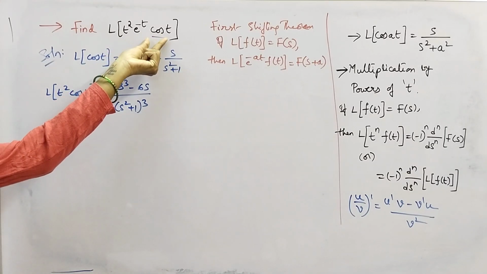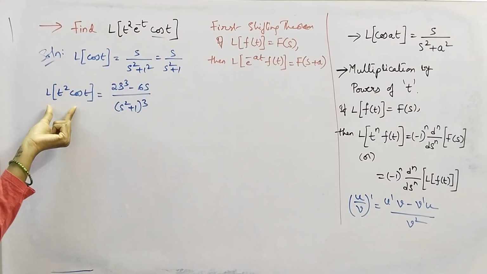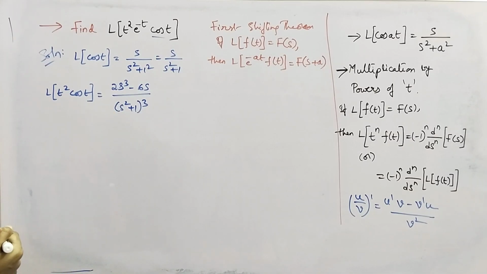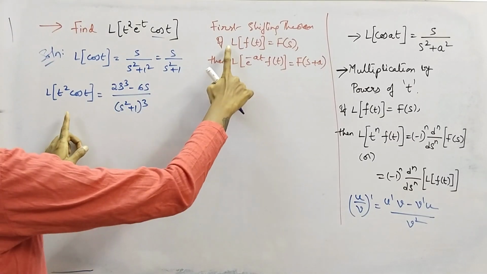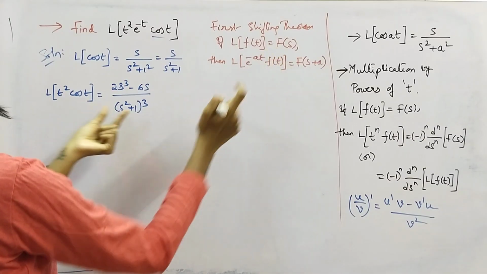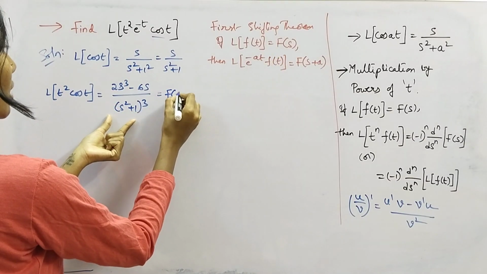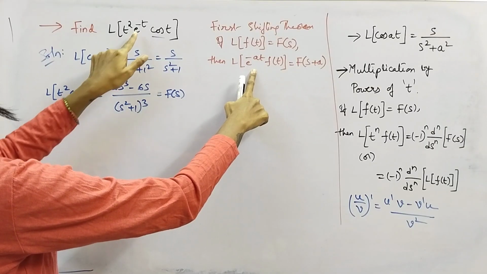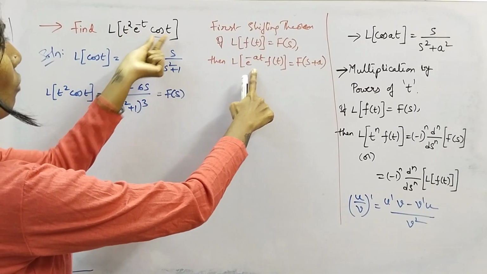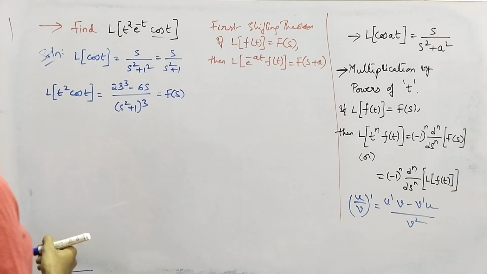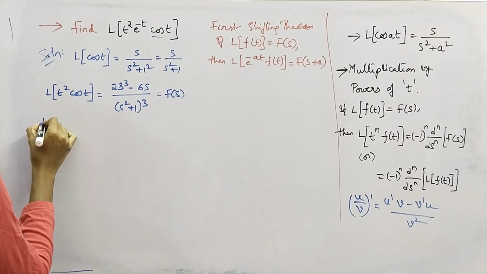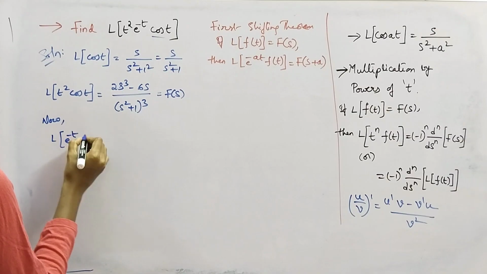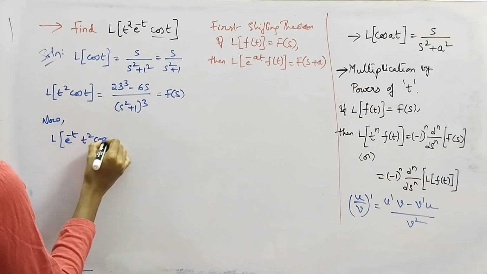So we got L of cos t equal to this and L of t square cos t equal to this, right? Now we are going to apply the first shifting theorem. That is, if L of f of t equals F of s, say F of s equals this one, then L of e power minus at into f of t equals F of s plus a, right? So now we are going to find L of e power minus t, t square cos t.